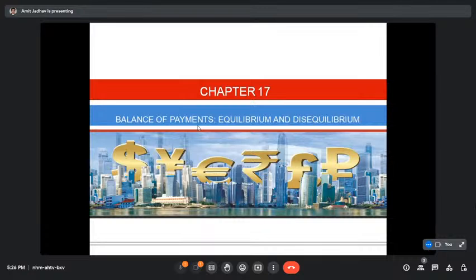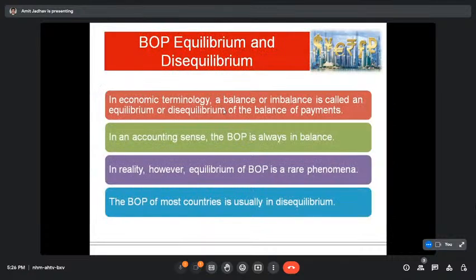Up to here we discussed only the concept of the balance of payment and some contents of the balance of payment, the current and capital account. Now we have to discuss the balance of payment equilibrium and disequilibrium. In economics terminology, a balance or imbalance is called equilibrium or disequilibrium in the balance of payment.